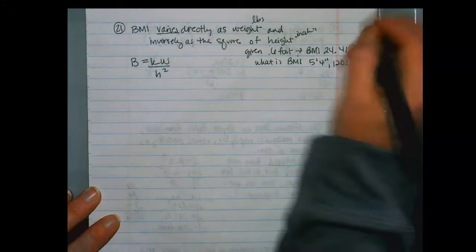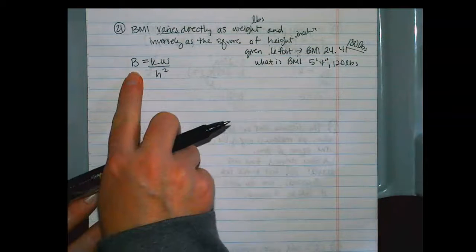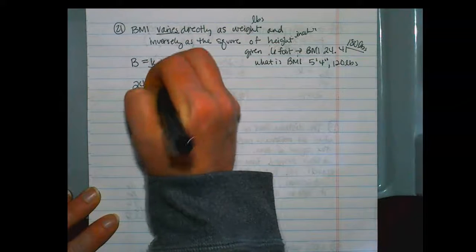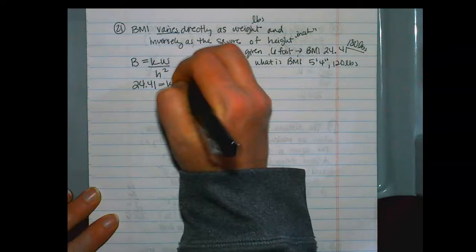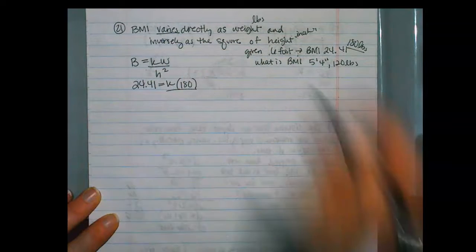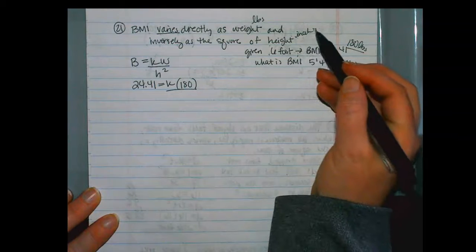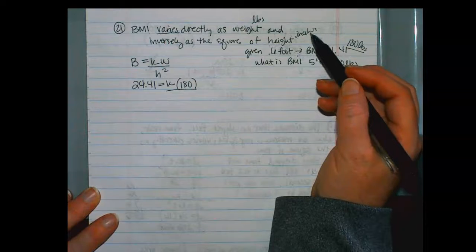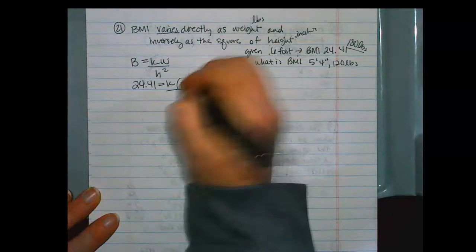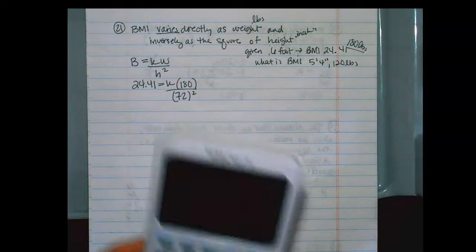Oh, this man weighed 180 pounds. I needed that. Sorry. All right, so body mass index is 24.41. We don't know the constant of variation yet. We know he weighs 180 pounds. And we know he's 6 foot, and we need to square that. But this says in inches, so it says height in inches. So we need to make 6 foot into 72 inches, 72 inches squared. So then we figured all that out.